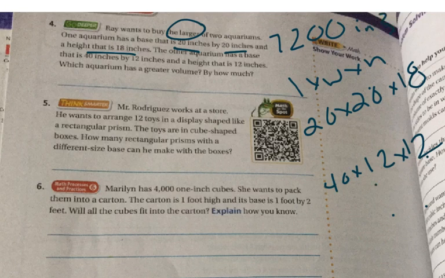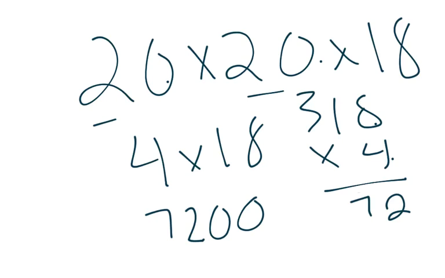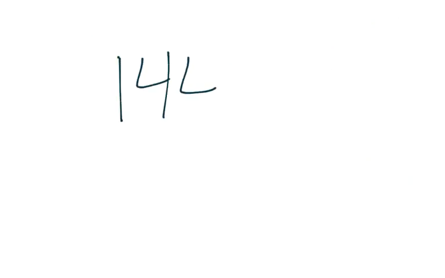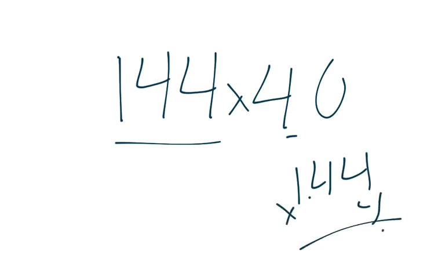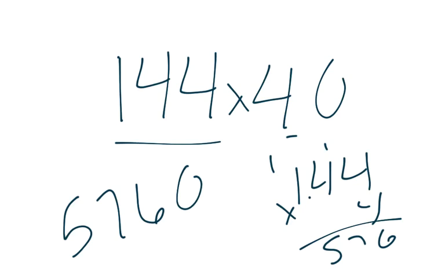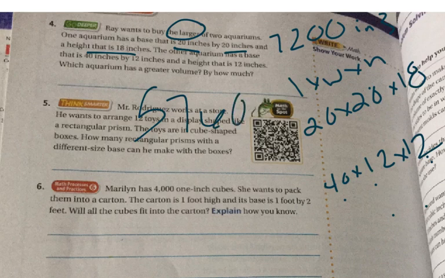Now the next one is 12 times 12 times 4. You might remember that 12 times 12 is 144. So it's 144 times 40, or 144 times 4, and we're going to add a 0. 4 times 4 is 16, 4 times 4 is 16, plus 1 is 17, 4 times 1 is 4, plus 1 is 5, so I have 5, 7, 6, and 1 0. So 5,760 inches cubed, so the obvious bigger one is the first one, the 20 by 20 by 18.